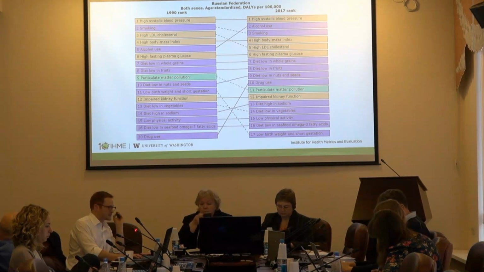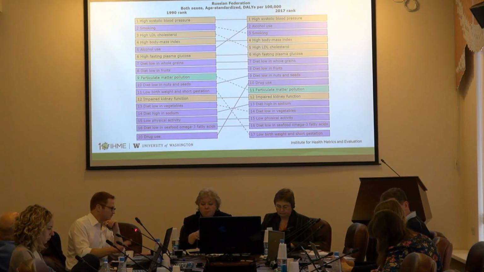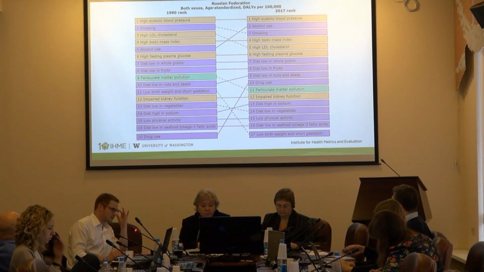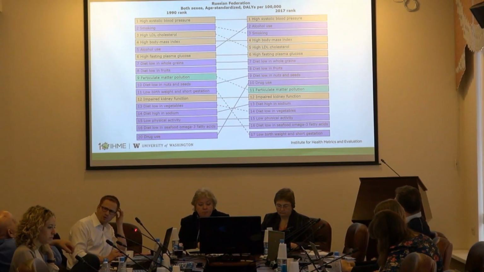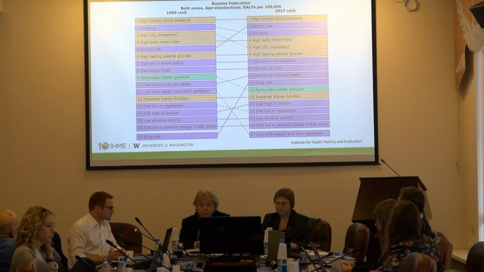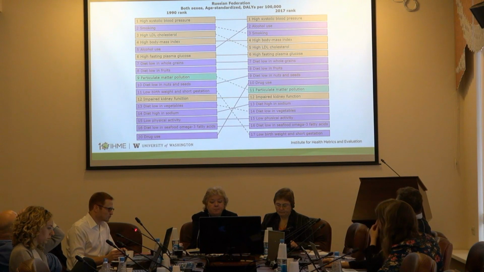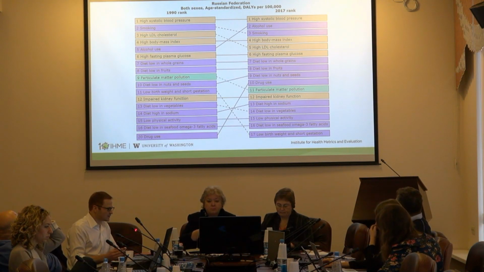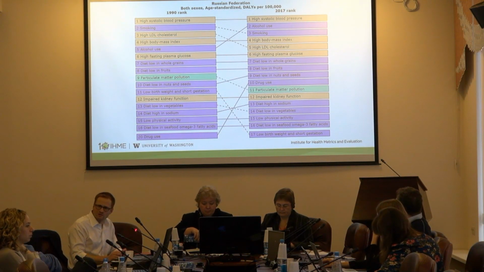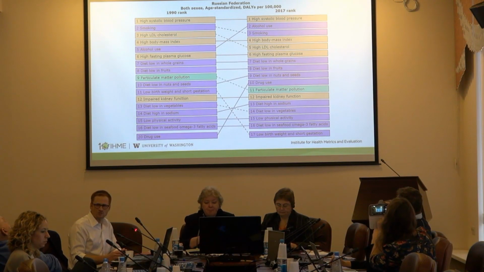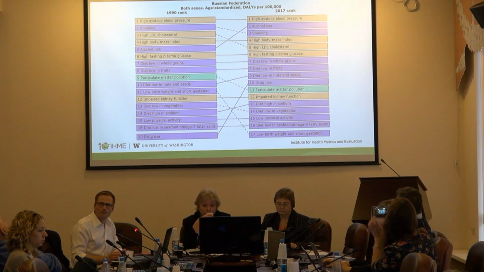And then this is DALYs. So here we're combining the fatal and the non-fatal to see the overall picture. When we look at this, high systolic blood pressure comes out as number 1. Alcohol use has increased, it's number 2. Smoking is number 3. And then the standard metabolic risks that we see in most developed countries: high BMI, high LDL cholesterol, and high FPG.